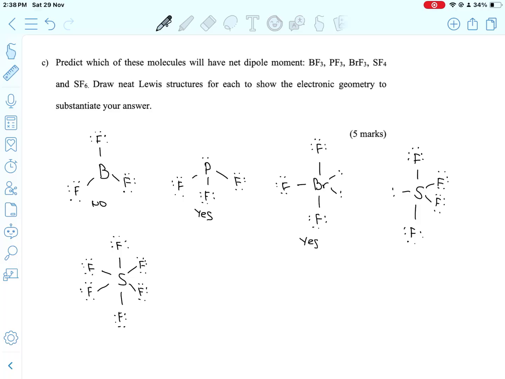On the other hand, the boron and the last sulfur are symmetrical. That's why the dipole moments cancel out, and that's why there's no net dipole moment.